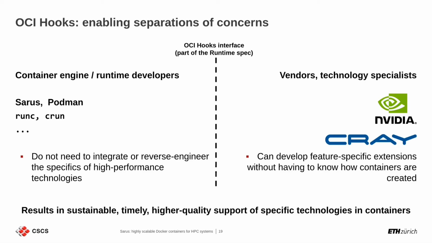From a software development point of view, hooks are interesting because they enable separation of concerns. On one hand, developers of container engines and container runtimes do not have to integrate or reverse engineer support for complex technologies. On the other hand, technology specialists can apply their expertise without knowing the details about container creation. The point of contact between these two groups is the standard interface defined by the OCI, which is a common ground with broad adoption. In turn, this means that support for custom technologies within containers can be made available sooner at a lower development overhead and followed by the respective experts.